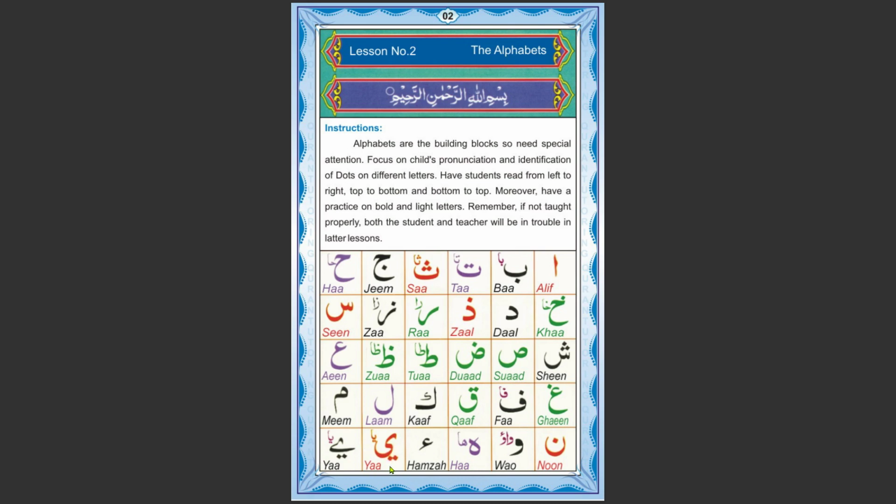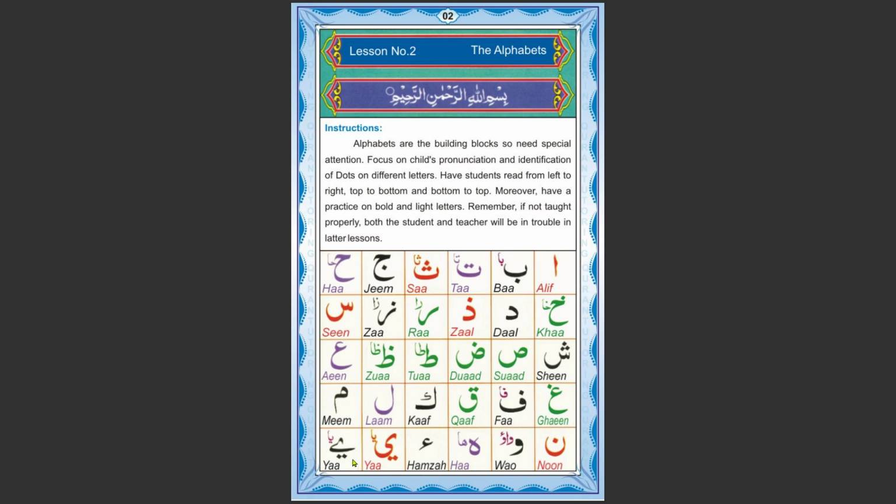Ya. Please remember there are 2 dots below Ya. Ya. Ya. Our next letter is also Ya, and please remember there are also 2 dots below Ya. Ya. Ya. Please repeat after me.